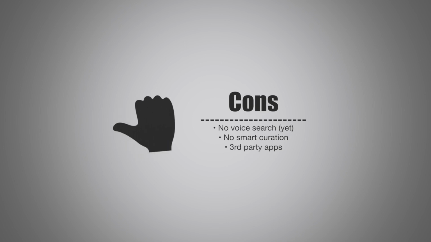On the flip side, if we take a look at the cons, there's still no voice search, so the Siri API is not open yet, and you cannot search your content using your voice. There's no real smart curation. Netflix often uses analytics on the back end to recommend stuff. Here it's more on your end and with your content, so this could be good or bad. And lastly, there are third-party apps, which is both a pro and a con.